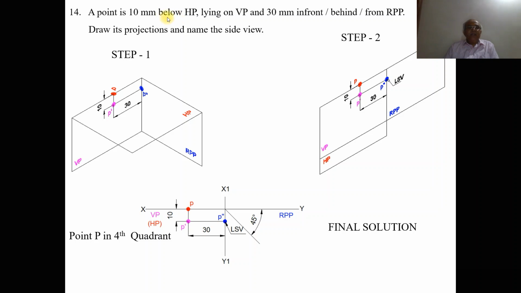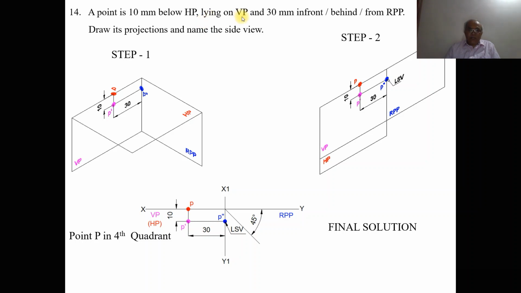As the condition given is, since it is lying on VP, it can be in any of the four quadrants. But first we need to identify in which quadrant this point will lie. The condition gives, with respect to HP, below HP. So obviously the first and second quadrants are ruled out, because in the first and second quadrants it is above HP. Since it is below HP, it can be in either the third or fourth quadrant.